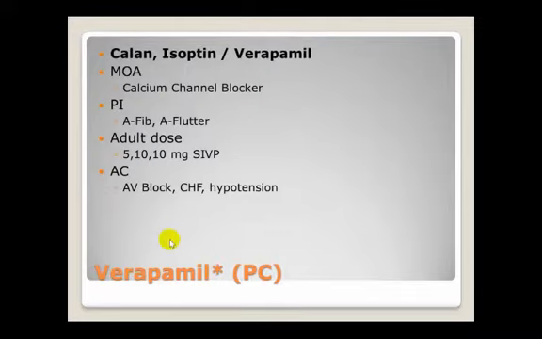This is an older calcium channel blocker, Calan, Isoptin, or Verapamil. Mechanism of action on this is going to be a calcium channel blocker, and its primary indications was for AFib and A-flutter. Adult dose in this is going to be 5 milligrams, a very slow IV push, 10 milligrams, and then 10 milligrams. The problem with Verapamil was that it would make your patient hypotensive. Absolute contraindication for this is going to be AV blocks. Physical block is present. Please don't put on board a chemical block. And congestive heart failure.